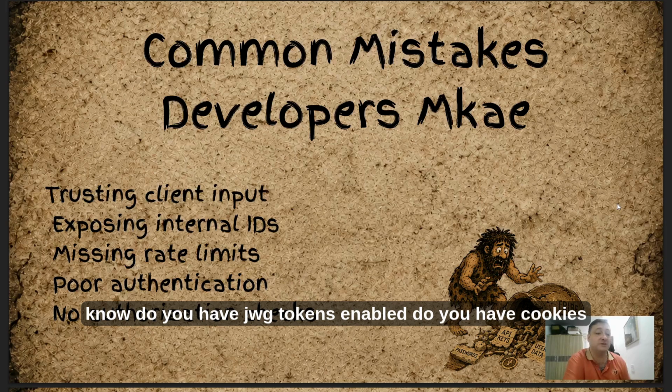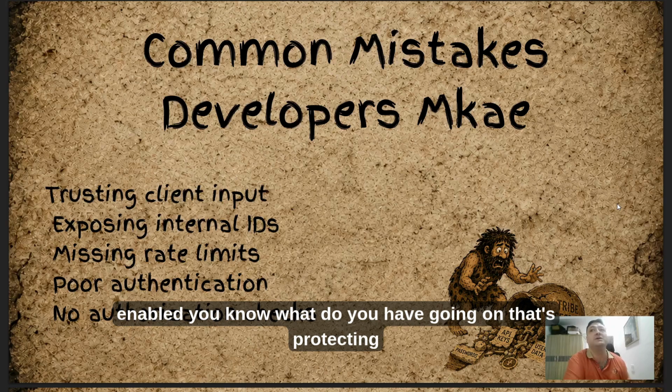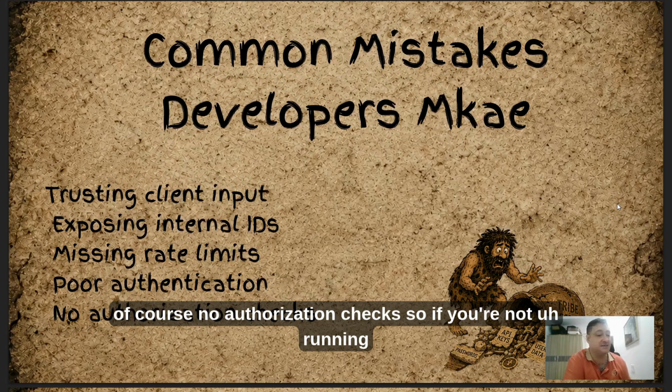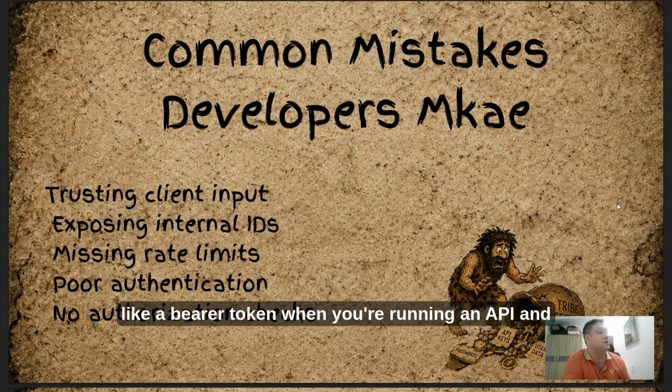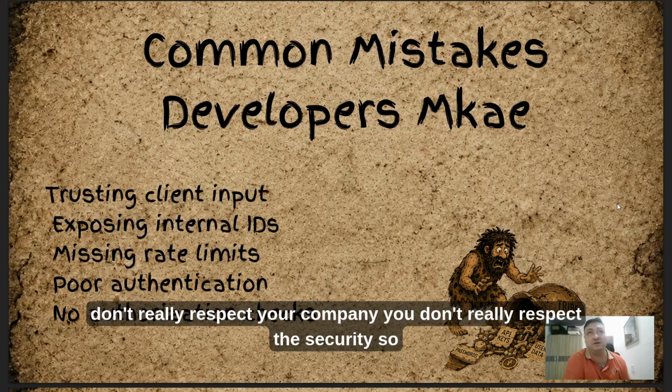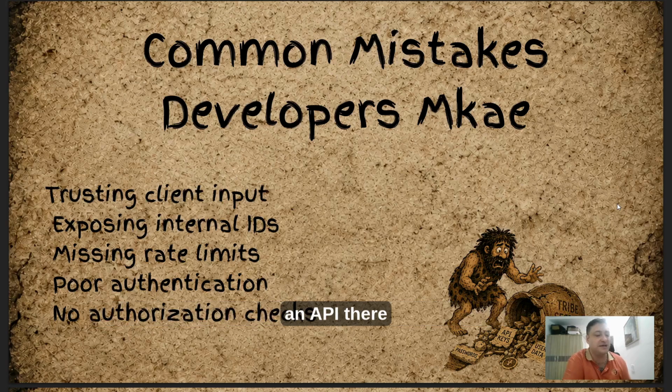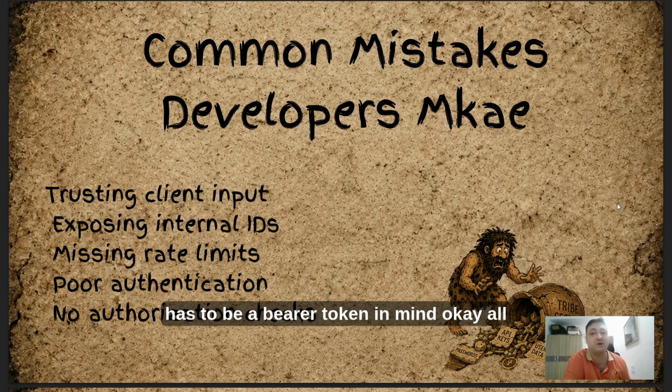Poor authentication. Do you have JWT tokens enabled? Do you have cookies enabled? What do you have going on that's protecting these systems? A lot of times you guys don't have them. And of course, no authorization checks. If you're not running a bearer token when you're running an API, and you can just run an API without a token, that just tells me that you don't really respect your company, you don't really respect the security. So that's kind of a problem. Anytime anyone is using an API, there has to be a bearer token in mind. Okay?